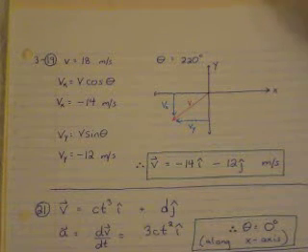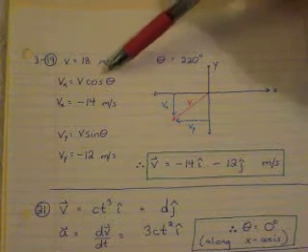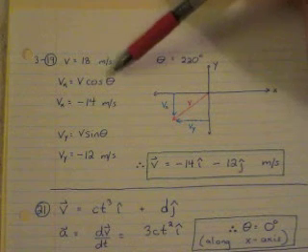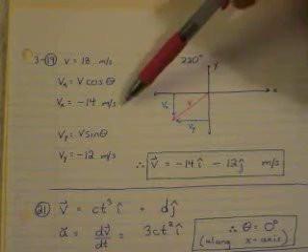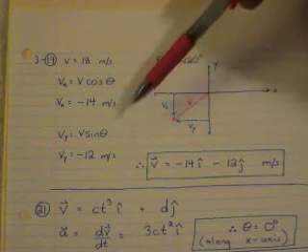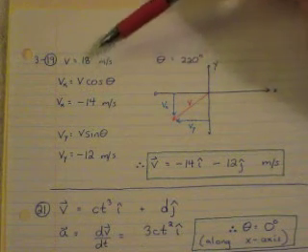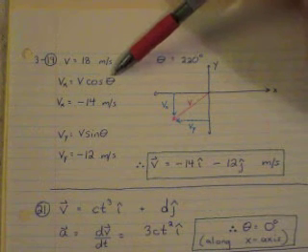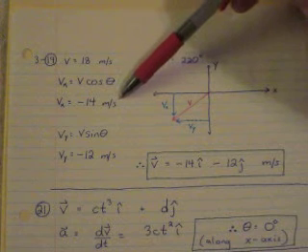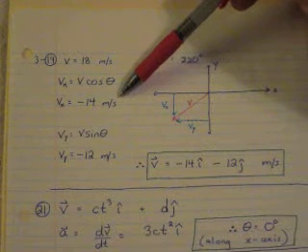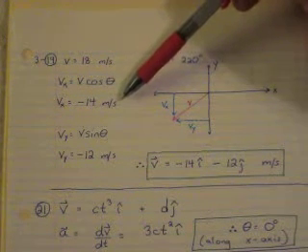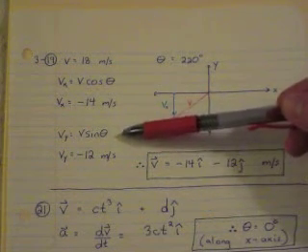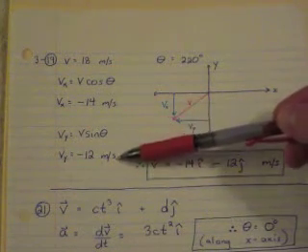So the x component of any vector is v times cosine of its angle, or magnitude times the cosine of the angle. The y component is the magnitude times sine of the angle. So for the x component, 18 meters per second times cosine of 220 degrees, we get negative 14 meters per second. For the y component, 18 meters per second times the sine of 220 degrees, we get negative 12 meters per second.